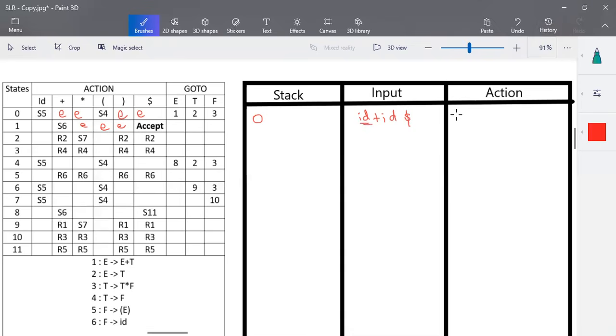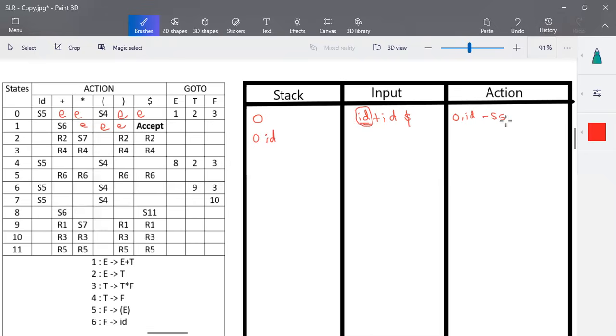It is ID. So what is there in 0, ID in the table? The entry for 0, ID is S5. S5 means it is a shifting operation. For any shift operation, we'll be shifting the first input element. The first token in the input will be moved to the stack. So 0, the state, will remain as it is, and this ID will be moved onto the stack. And one more thing, as I said, the topmost element of the stack should always be a state.